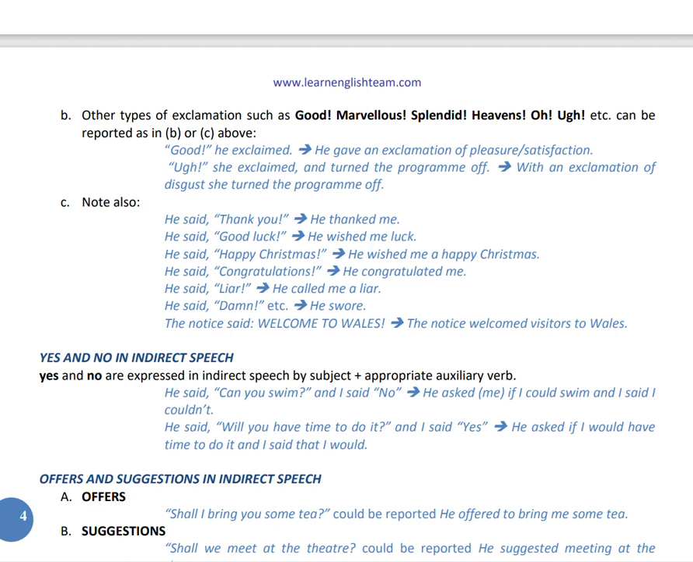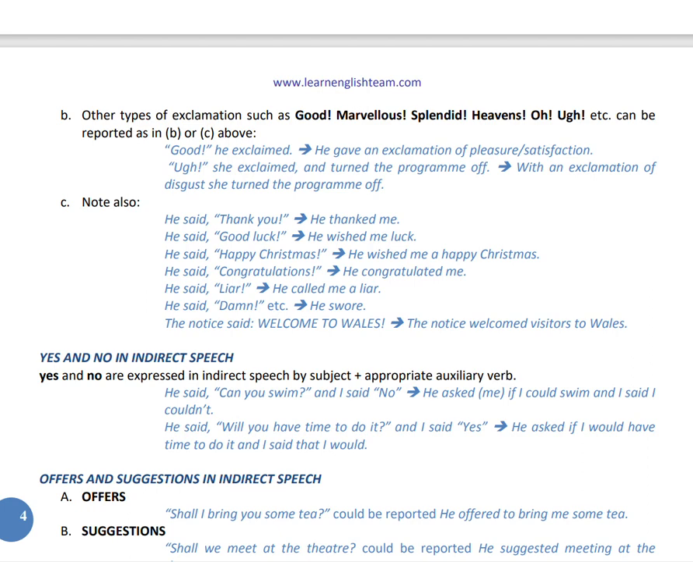"Good," he exclaimed. He gave an exclamation of pleasure and satisfaction. Great. She exclaimed and turned the program off. With an exclamation of disgust, she turned the program off. It means that she's angry, and that exclamation mark shows that feeling, for example.